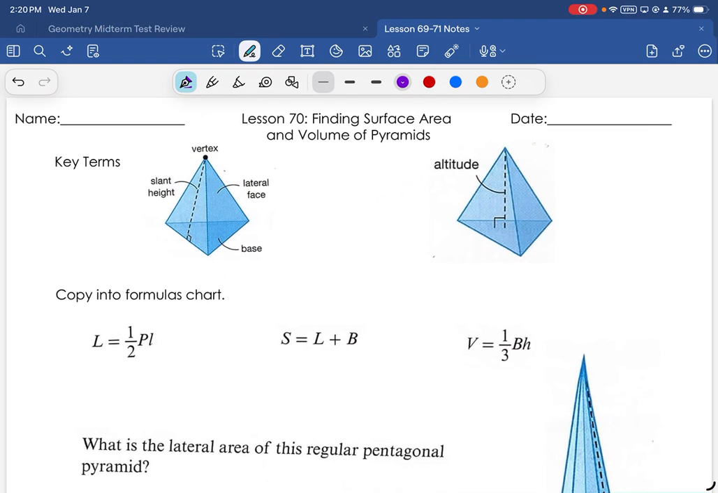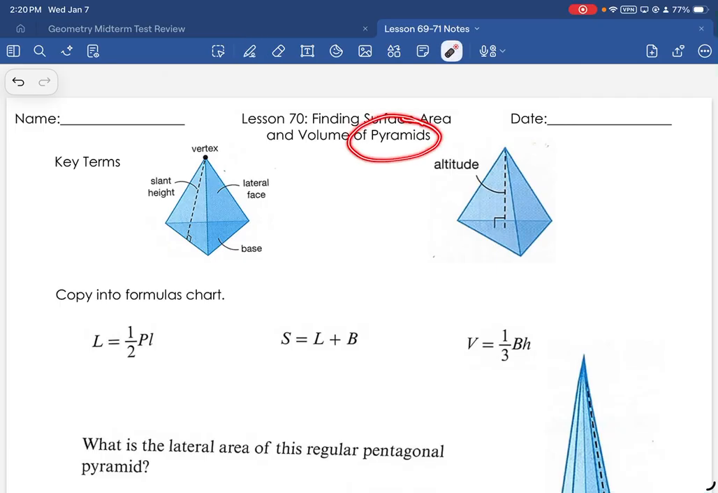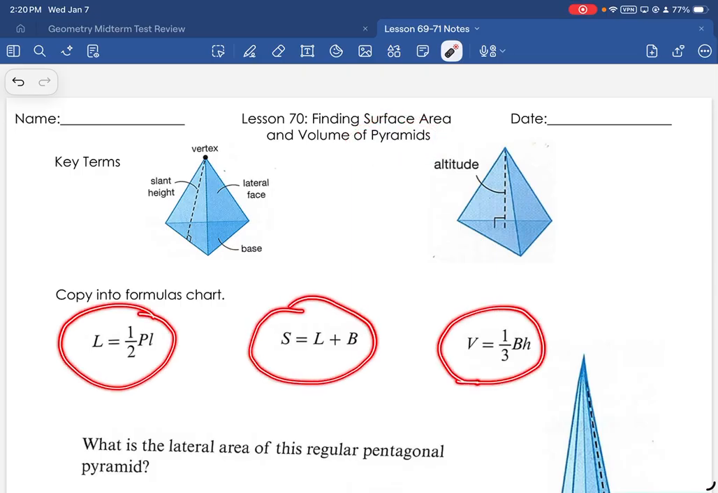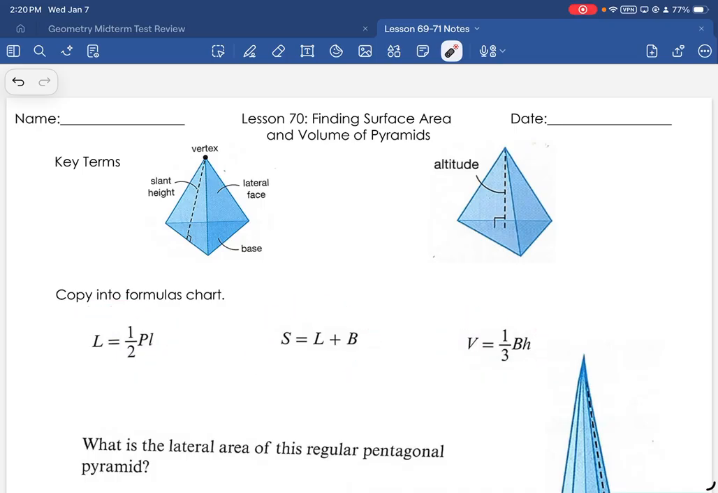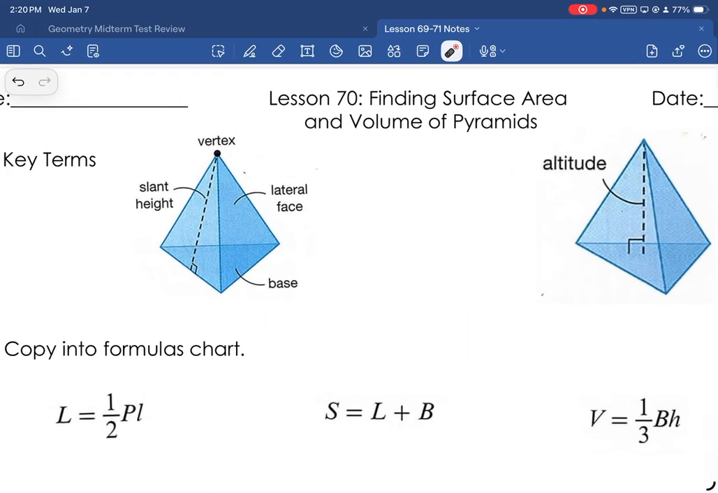What you're going to find is this is really no different than the other lessons that we have learned when it comes to surface area and volume. It's just this one is specific to pyramids. But if you remember, we really just follow the same exact formulas, but it's just a different shape. So don't let this be overwhelming or daunting. I do want to go over a few key terms.